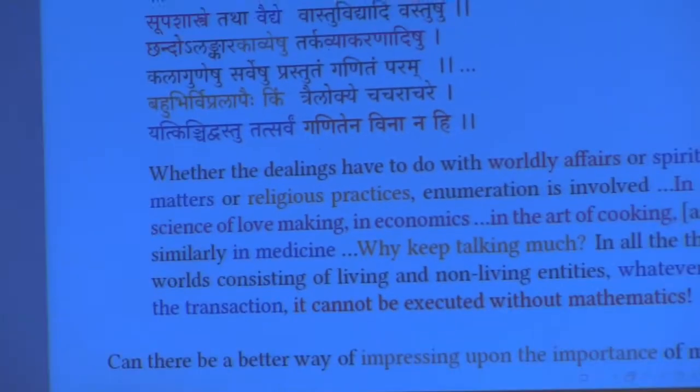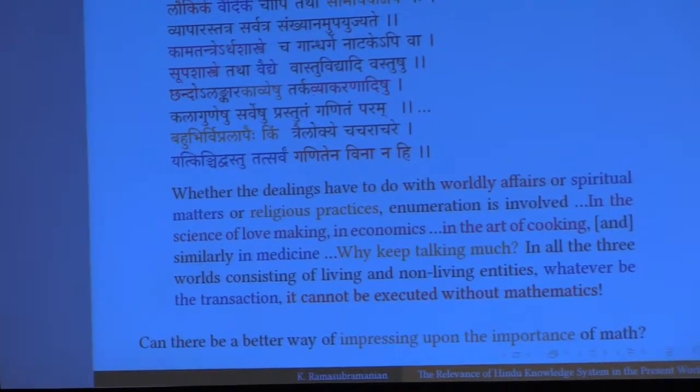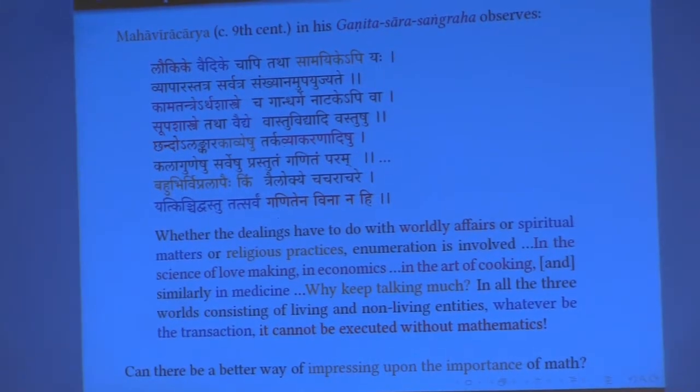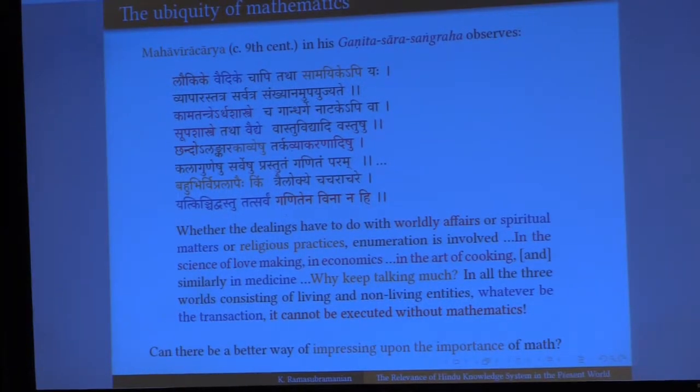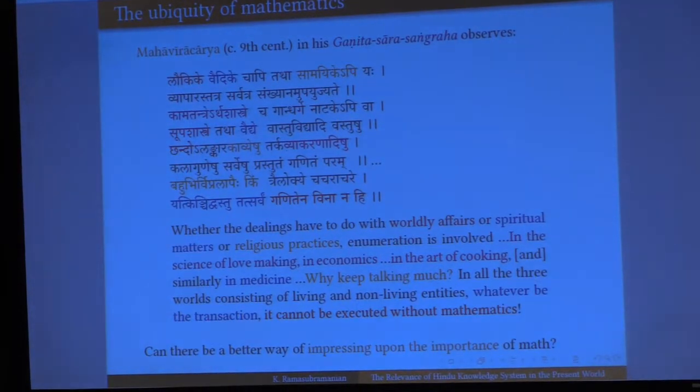So the importance of mathematics has been so beautifully conveyed by a set of verses, and there cannot be a better enticing way for a person to get into mathematics. If you want to do astronomy, you have to do mathematics, and if you want to learn mathematics, you have to have a certain mechanism by which you will be able to generate fun in learning mathematics, which seems to be a very serious problem. So he says, whatever be the area in which you want to work, Laukika, Vaidika, and so on and so forth, then finally he says, Bahubhir Vipralapaih Kim, Trailokye Sacharachare Yatkinchit Vastu Tatsarvam Ganitena Vina Nahi.